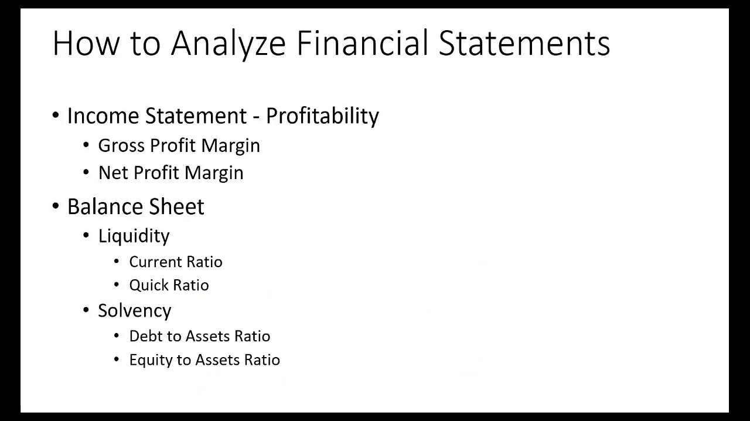Once you have a good understanding of the products and services and the timing of cash and revenue, then you can start looking at the financial ratios that will help you interpret the financial information in the financial statements. On the income statement, you will be examining profitability ratios. The two ratios I recommend are to examine the gross profit margin ratio and the net profit margin ratio.